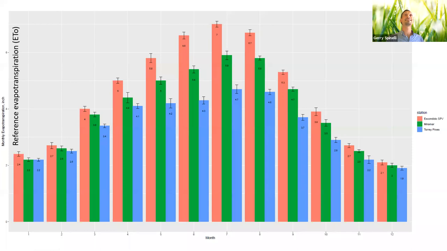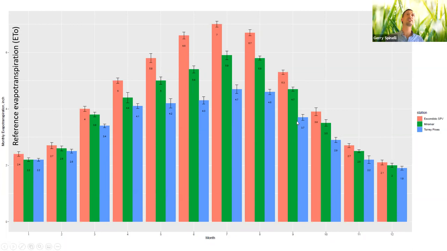I connected to the CIMIS website and downloaded the data for San Diego. In October, when I started this job, I said, well, I'm moving to this area, I better get on board, I better do my homework.